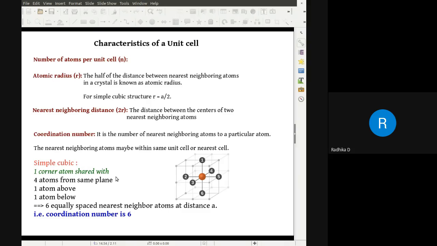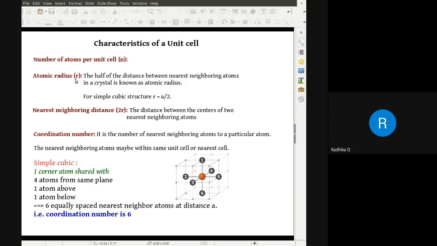Now, moving on to a few properties of the unit cell. What did we understand as a unit cell? A unit cell is the smallest portion of a crystal system which you keep on repeating, and you end up getting the entire crystal structure. There are a few important properties of this unit cell which you need to know. The first one is very simple: the number of atoms per unit cell. How many atoms are there if I consider one unit cell?